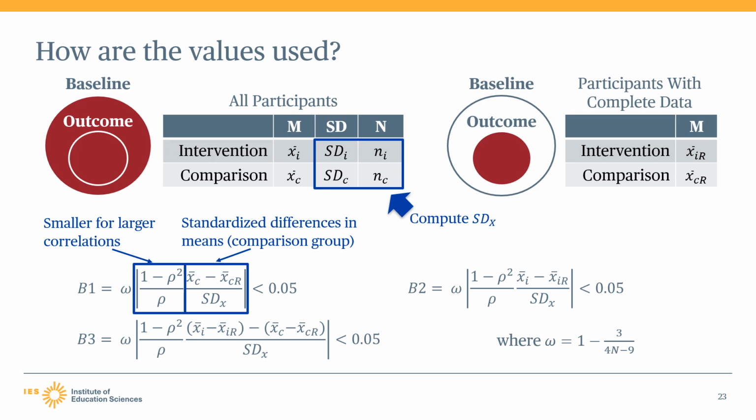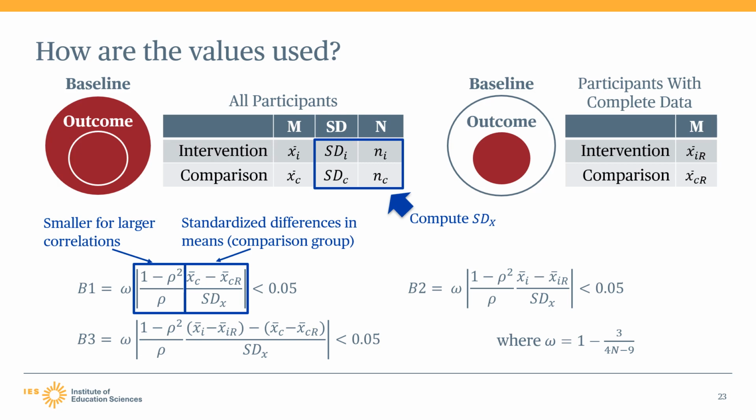The other 2 bounds are calculated in a similar manner, and if all 3 bounds are less than 0.05, then the WWC considers the risk of bias due to imputed data to be small. If any of the 3 bounds are larger than 0.05, then the finding receives a research rating of does not meet WWC standards.